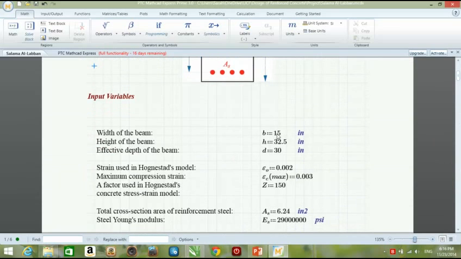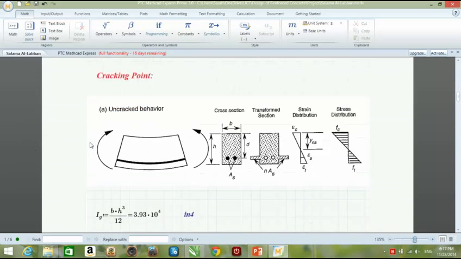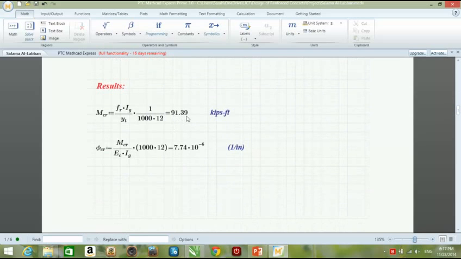Let's use B equal to 12 and H equal to 34 and D 21, As equal to 3. The result will be very fast. For the cracking point, M crack will be 91.39, phi crack 7.74.